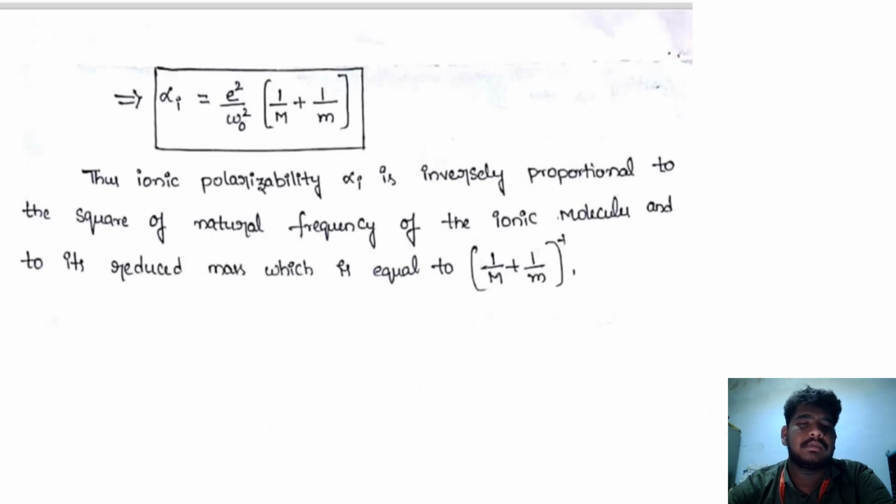This is an equation. Ionic polarizability is inversely proportional to the square of the natural frequency of the ionic molecules and to its reduced mass, which is equal to (1 by capital M plus 1 by small m) inverse.